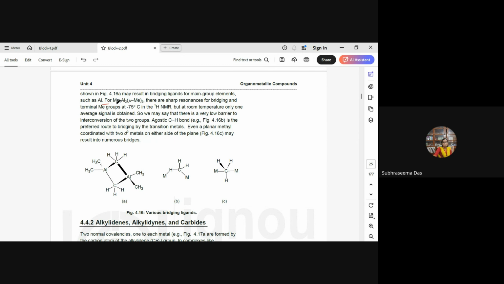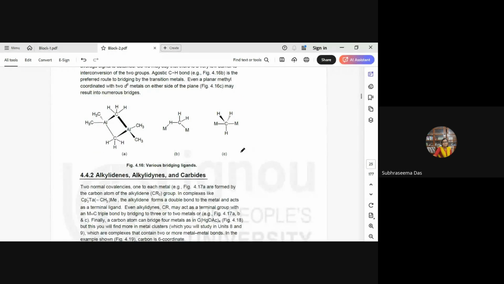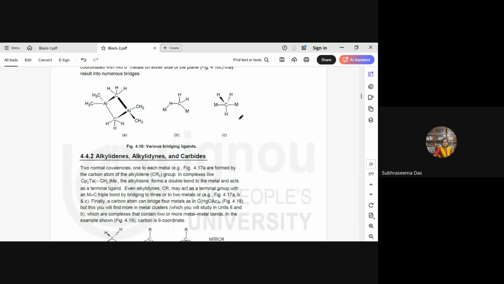So in this case, Me4Al2, in Me2, there are sharp resonances for methyl groups in the NMR. So we may say that here the bridging ligands, Me4 mu, indicates the bridging ligands. Even the planar methyl coordinated with the d0 may result in numerous bridges. And so various types of bridging ligands have been shown in figure 4.16.